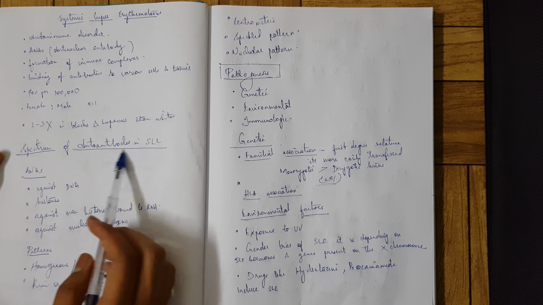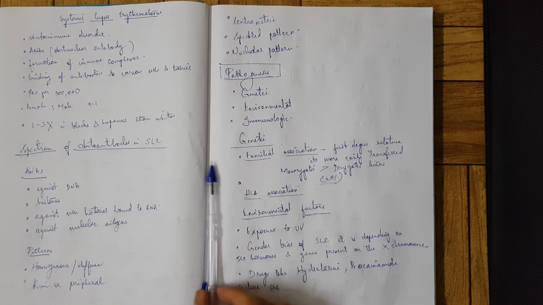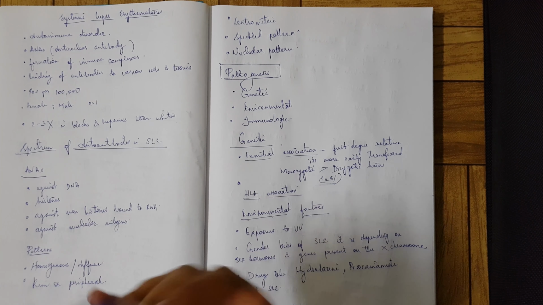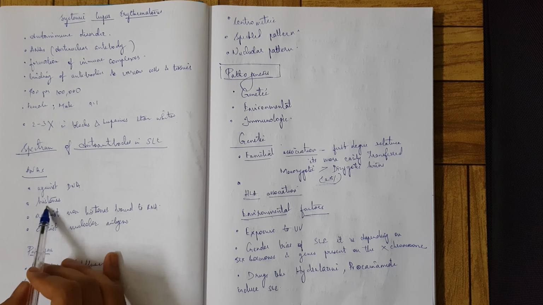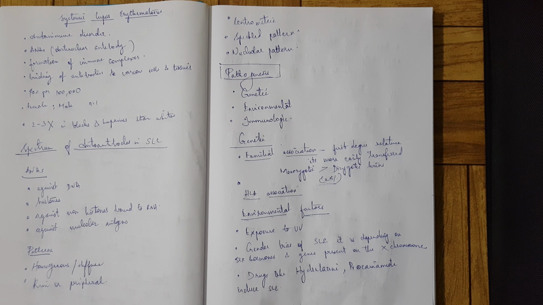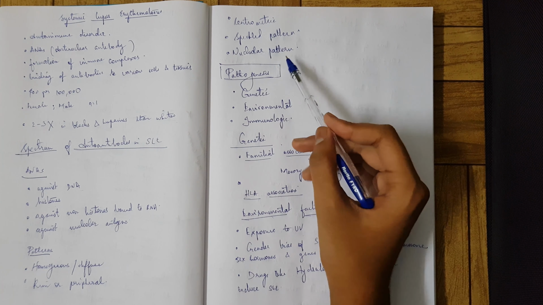Let's look at the spectrum of autoantibodies in SLE. The main autoantibody formed in SLE is anti-nuclear antibodies, ANAs. ANAs are produced against different antigens: DNA, histones, non-histones bound to RNA, and nucleolar antigens. Now let's look at the patterns of ANA: homogeneous or diffuse pattern, rim or peripheral pattern, centromeric, speckled pattern, and nucleolar pattern.